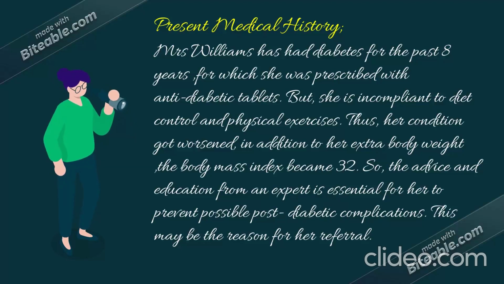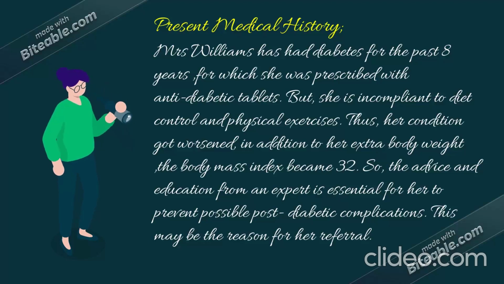So this is the first scenario. Mrs. Williams already has diabetes for the past 8 years and she is taking anti-diabetic tablets, but she is non-compliant with physical exercises and diet control. So only with the medication her condition could not be managed. Thus, her condition got worsened, in addition to her extra body weight, the body mass index became 32. So the advice and education from an expert is essential for her to prevent possible post-diabetic complications. This may be the reason for her referral.